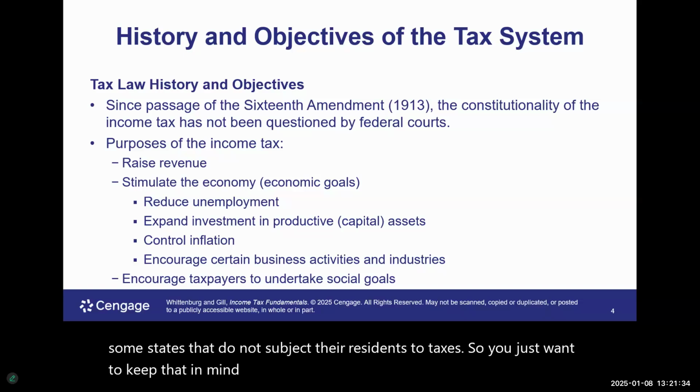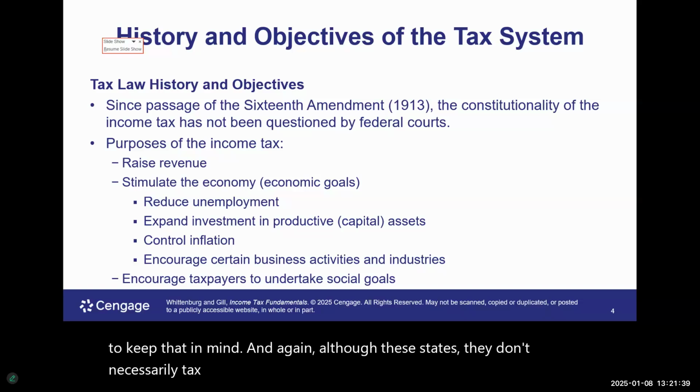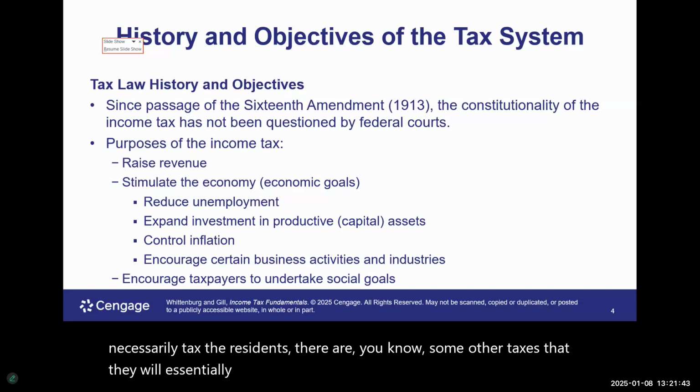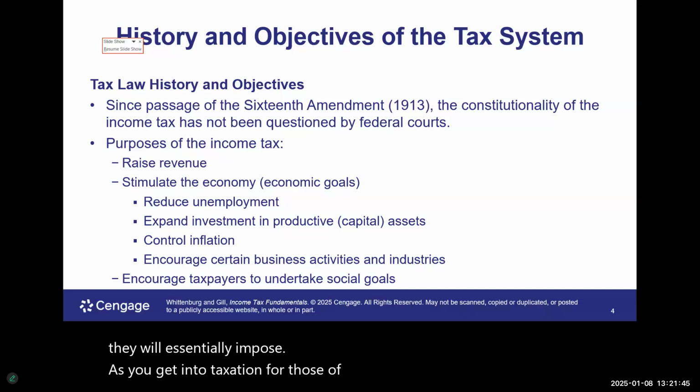Although these states don't necessarily tax the residents, there are some other taxes that they will impose. And as you get into taxation, for those of you who do want to venture into a career in taxation, you'll learn a bit more about that.